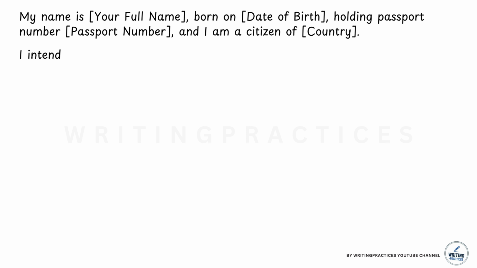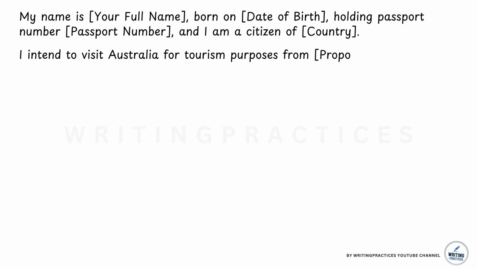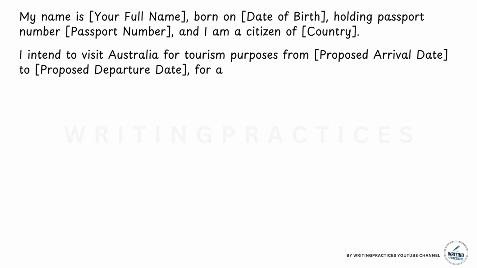Third paragraph. Travel dates. State your intended travel period. Include arrival date, departure date, length of stay. Example: I intend to visit Australia for tourism purposes from August 10th, 2026 to August 30th, 2026, for a total duration of 3 weeks. This section helps immigration officers understand the time frame of your visit. It also confirms that your stay is temporary and clearly planned. Make sure your travel dates match your itinerary and reservations.